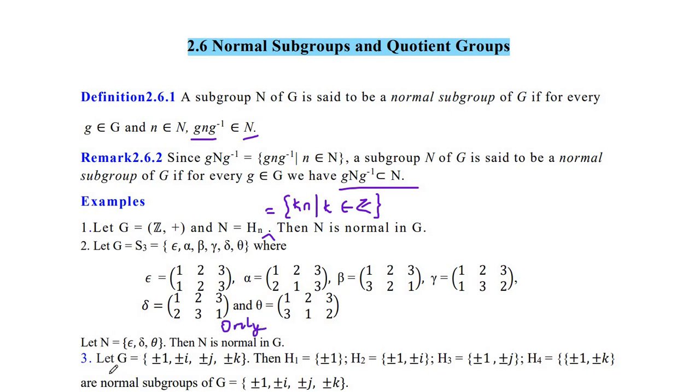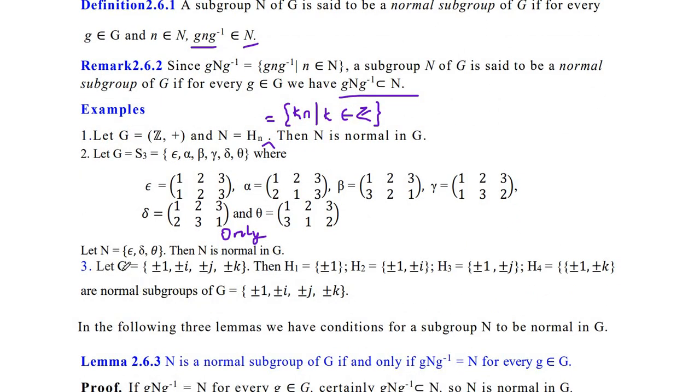And the next one is the quaternion group. If you consider G to be this quaternion group, all the subgroups are normal in G. For this, we are going to have in the following lemmas the conditions for a subgroup N to be normal in G. So one of the criteria, or even the definition, can be used to check whether these examples are correct.